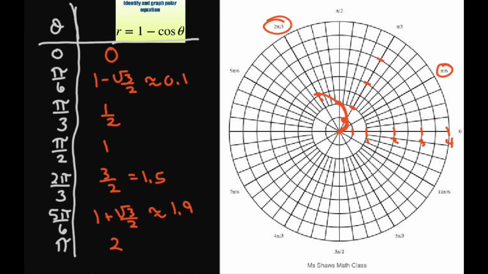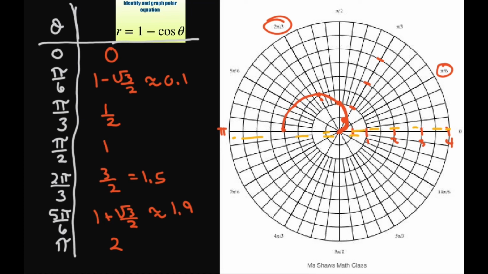And at 5 pi divided by 6, it's almost at 2. I'm going by 2, so this is 1, 2. So it's really close to here. And at pi, we're at 2. So this is this half here. And now it's symmetric to the x-axis here, so I can substitute and come back around.